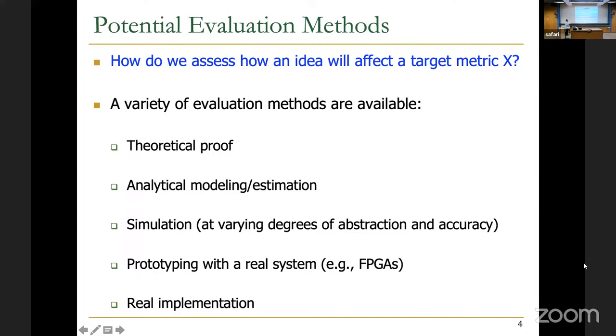And basically the last item is real implementation, where we actually implement our device or system, once we are sure with high confidence that this idea is going to work. The idea of having all these evaluation methods is that we want to get some confidence about how useful this idea or this chip or this design can be. And once we are sure about the effect of that, we can try to implement it in real hardware, because it's going to be very costly and time consuming. So we don't want to spend time on it for every idea. Any question?